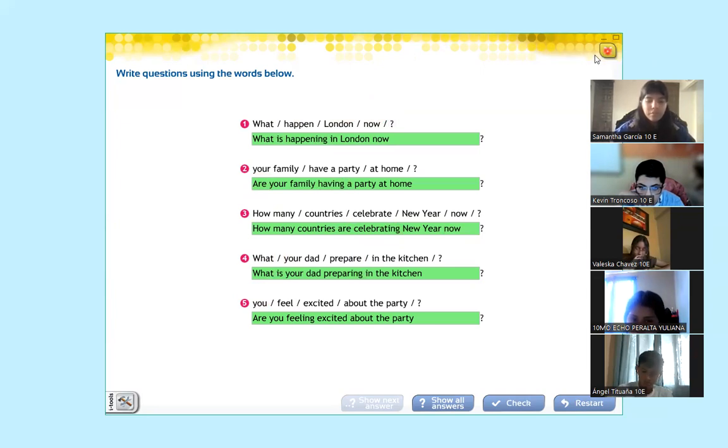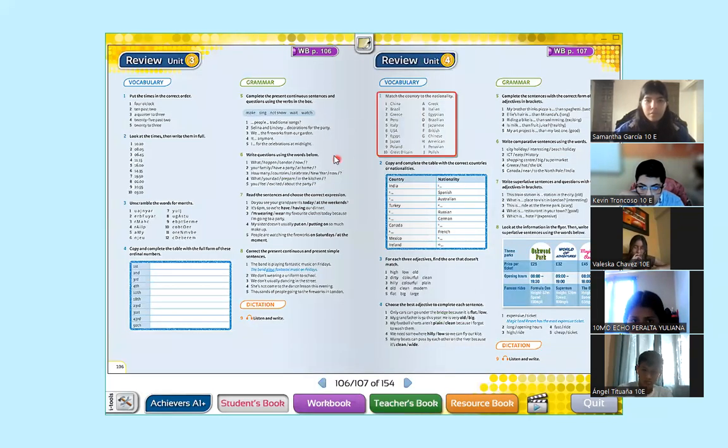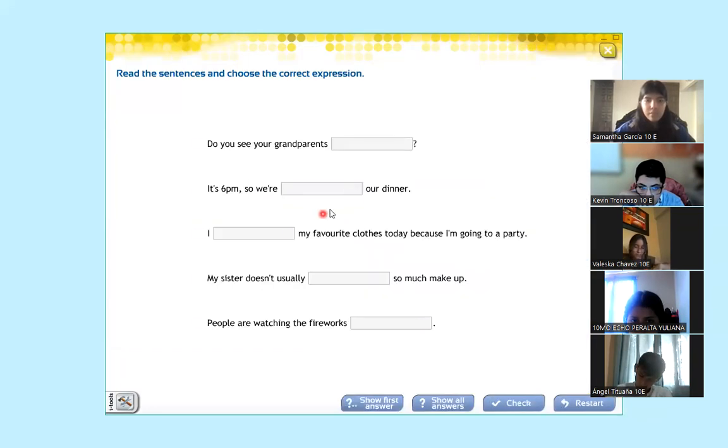Now we go to the next part, okay? Attention, into the next part we have the activity number 7. And we're going to read the sentences to do that, okay? Sammy, start please, Sammy. Read the sentences and choose the correct expression. Okay, do number 1.